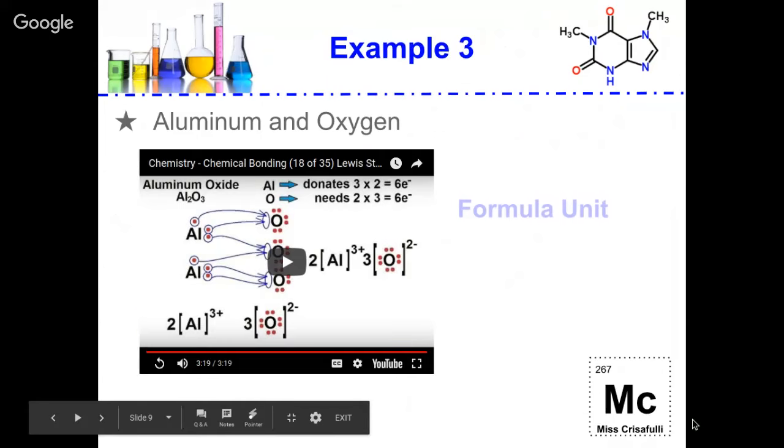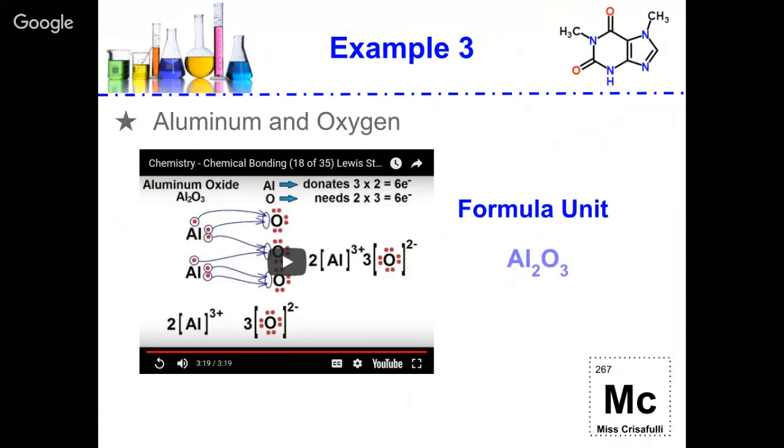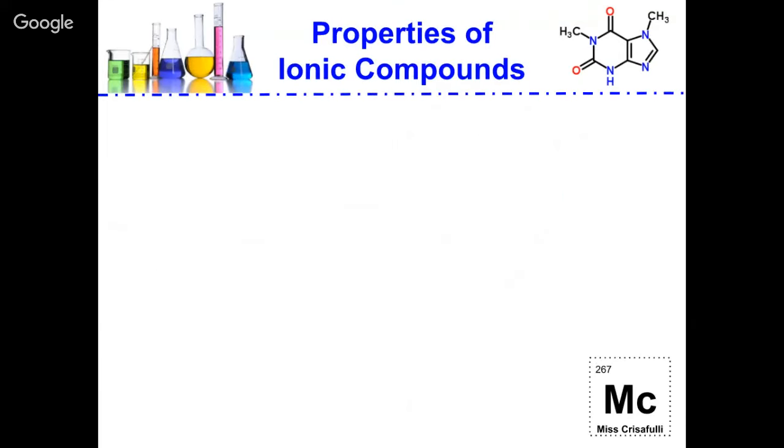Okay, so the formula unit for aluminum oxide after the pictures were drawn was Al2O3. So remember, we had 2 Al 3+ ions and 3 O2- ions in the ionic bond between aluminum and oxygen. So now that we've talked about how we form these ionic compounds and we form the ionic bonds, let's talk about the properties that they have.